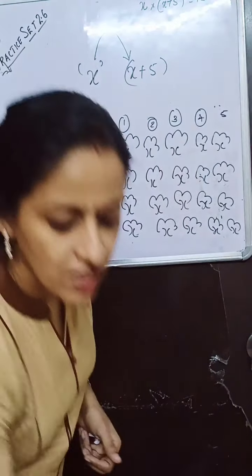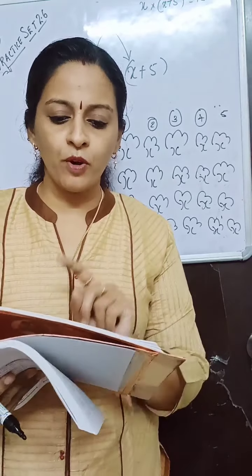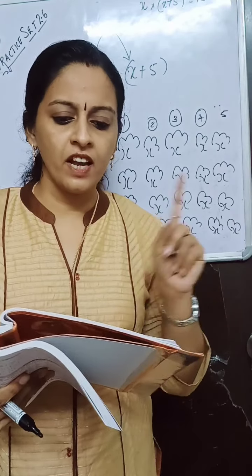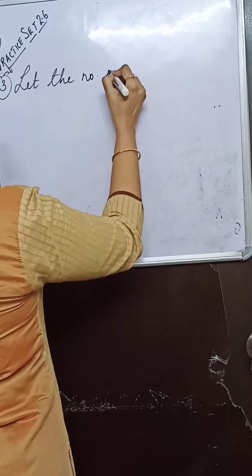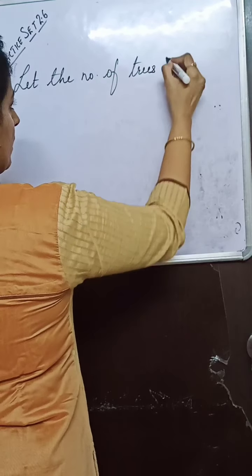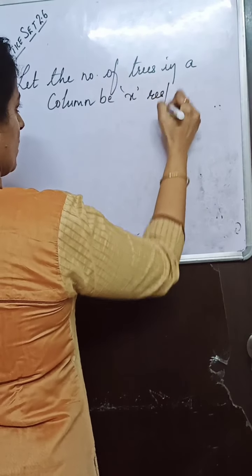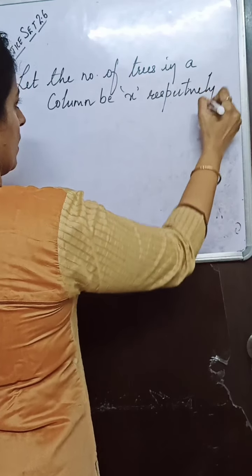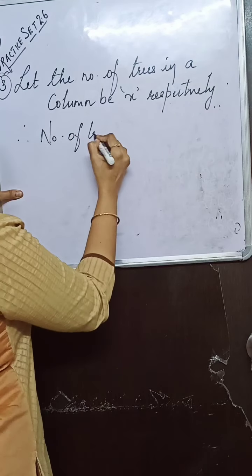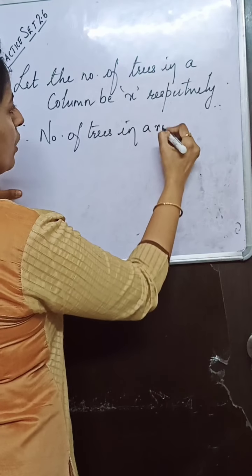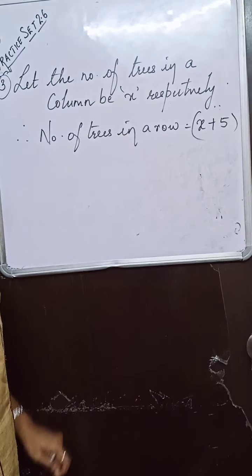So write down the first step. Let the number of trees in a column be X. They have given, therefore, number of trees in row will be, what is the condition given? 5 more than column, no? So X plus 5. Let the number of trees in a column be X respectively. Therefore, number of trees in a row is equal to, they have given condition, 5 more than, so X plus 5.